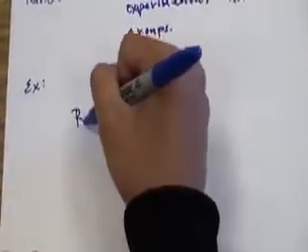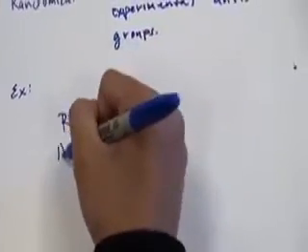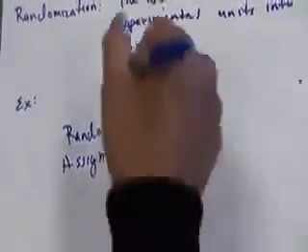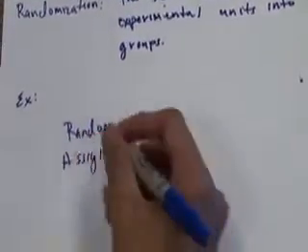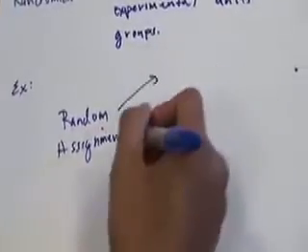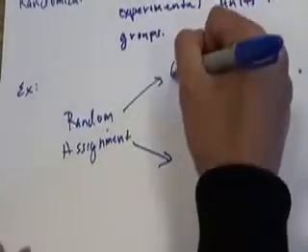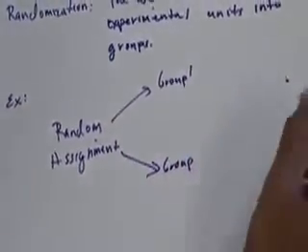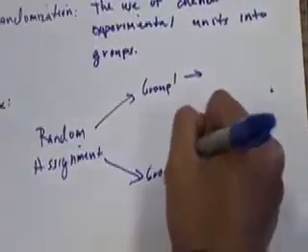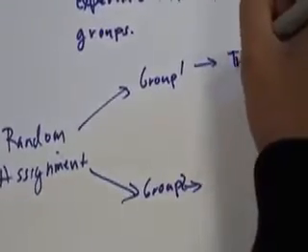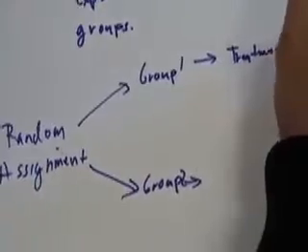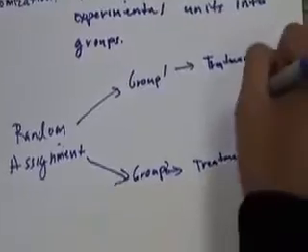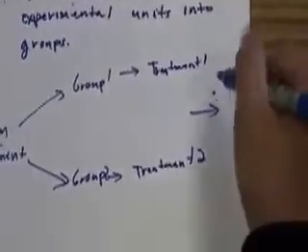you do random assignment, which you could do by tossing a coin or rolling a dice. Then by doing this, you split them up into groups. Group 1, Group 2. Then you give each group a different type of treatment. Then you compare the data.